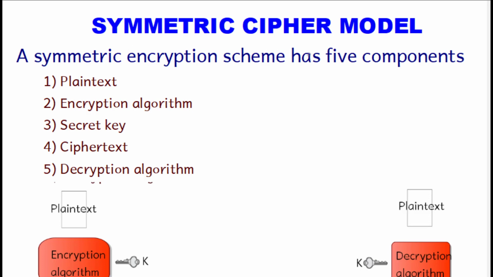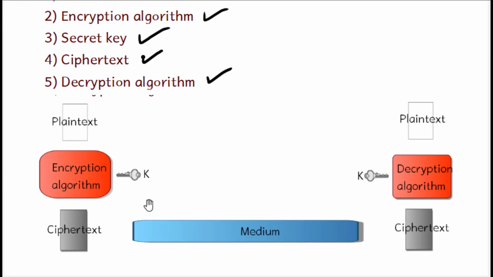In the symmetric cipher model there are 5 components. A symmetric encryption scheme has 5 components. First is the plain text, then we have the encryption algorithm, a secret key, a ciphertext, and the decryption algorithm. Let us understand this with a diagram. As we can see, the diagram is here.